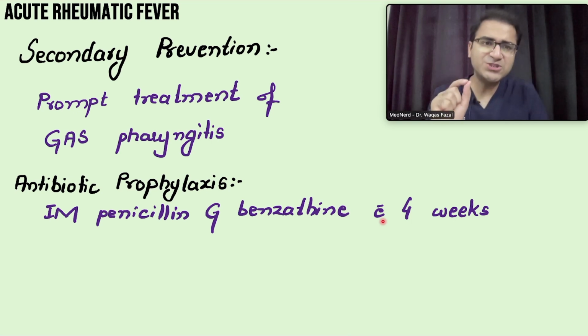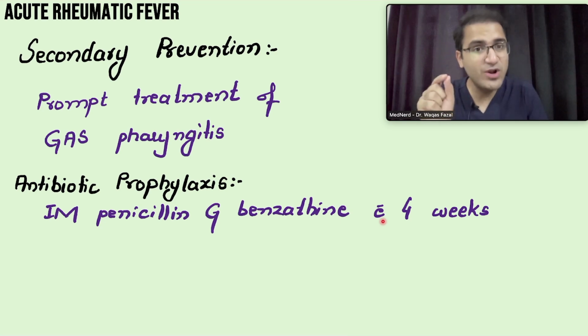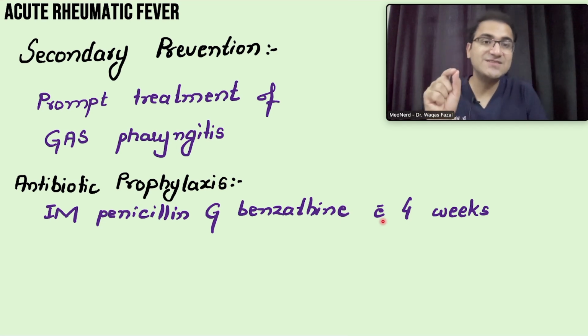Now, if the patient's weight is greater than 27 kg, 1.2 million units of benzathine penicillin is given. If the patient's weight is less than or equal to 27 kg, then 6 lakh units of benzathine penicillin is given. Now you will be thinking, for how long are we going to give these antibiotics?